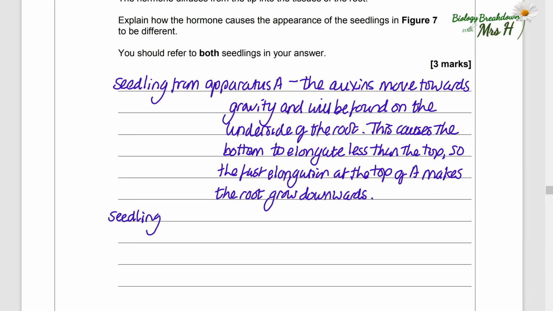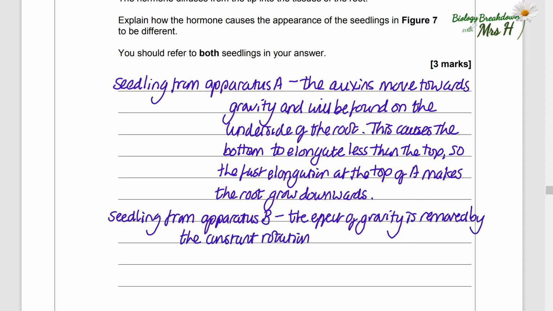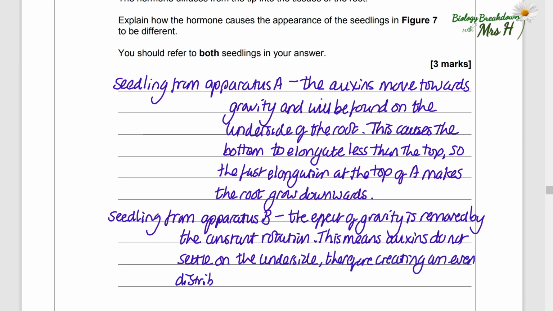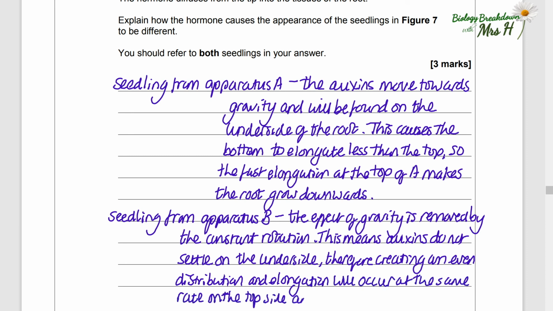And if we have a look at the seedling from apparatus B, the effect of gravity is removed by the constant rotation. This means auxins do not settle on the underside, therefore creating an even distribution. So elongation will occur at the same rate on the top side and the underside. So you haven't got one side of it elongating faster than the other. So there's no bendiness that's going to take place.